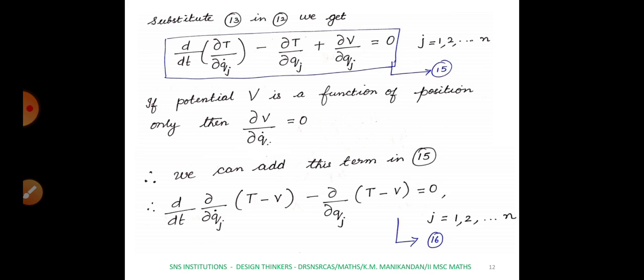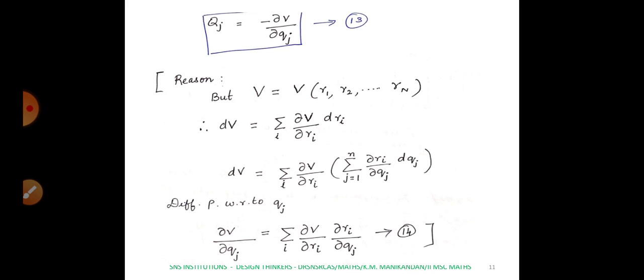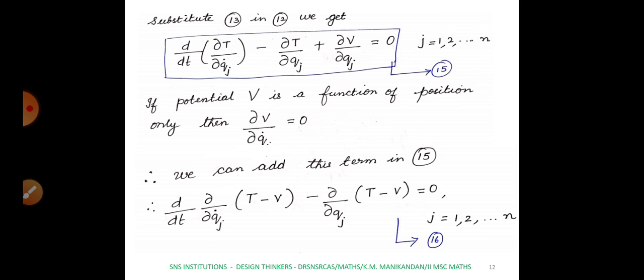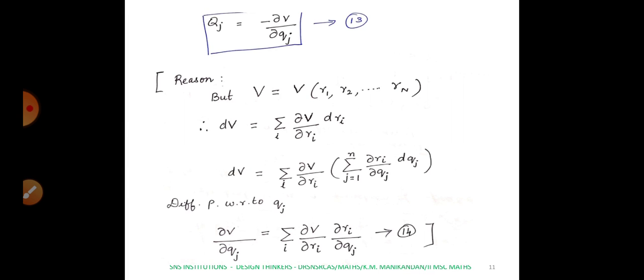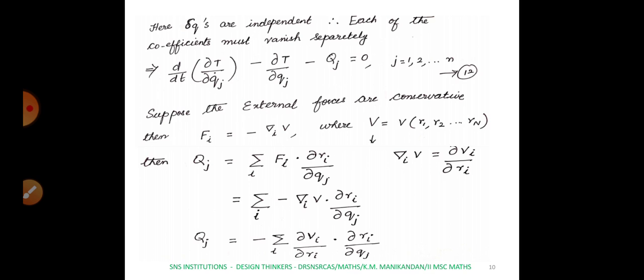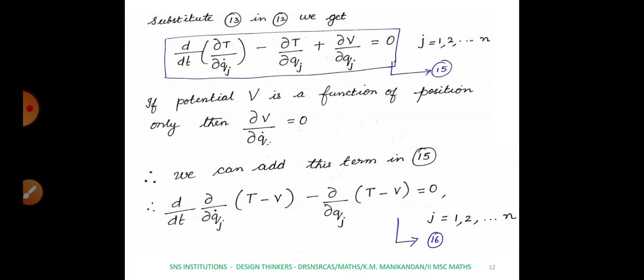Here V equal to V of R1, R2, R3 and dV equal to ∂V/∂Ri into dRi, so the dV value we have found out here. Substitute the value of 13 in 12, we get Qj value is minus ∂V/∂qj. So Qj is replaced by minus ∂V/∂qj there. So we get d/dt of ∂T/∂qj dot minus ∂T/∂qj plus ∂V/∂qj equal to 0. This is true for j equal to 1, 2, 3 up to n.